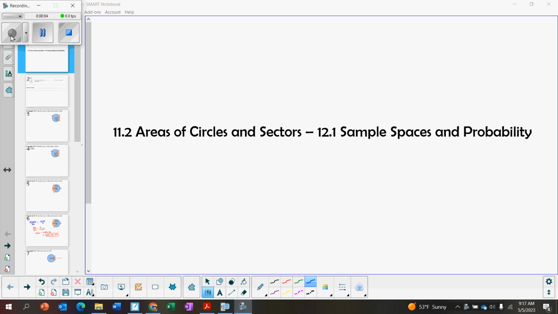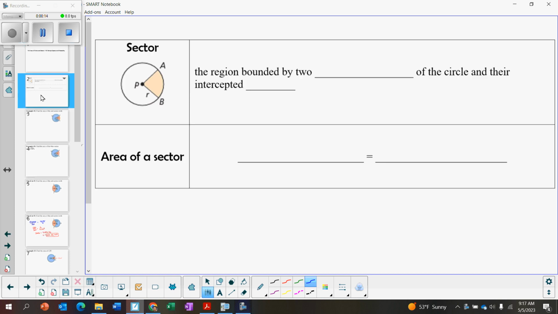In this lesson, we're going to continue talking about the area of a circle, but now we'll also talk about the area of a sector and also geometric probability. So the first thing we're going to do is define a sector.